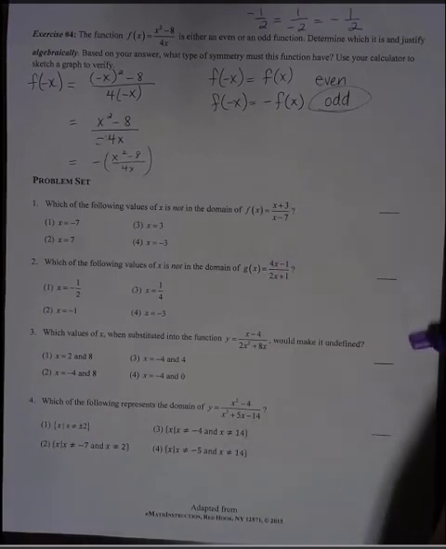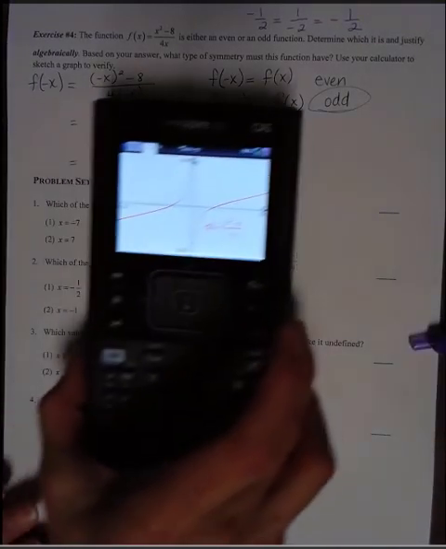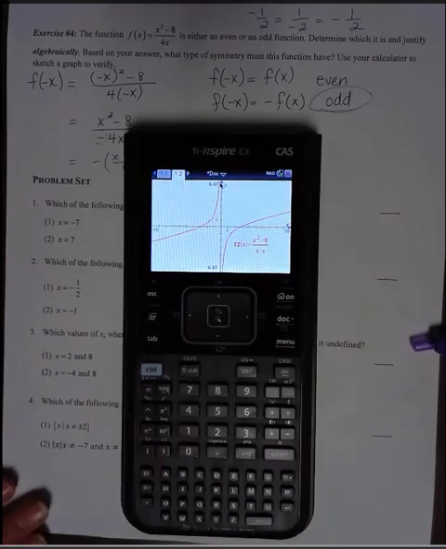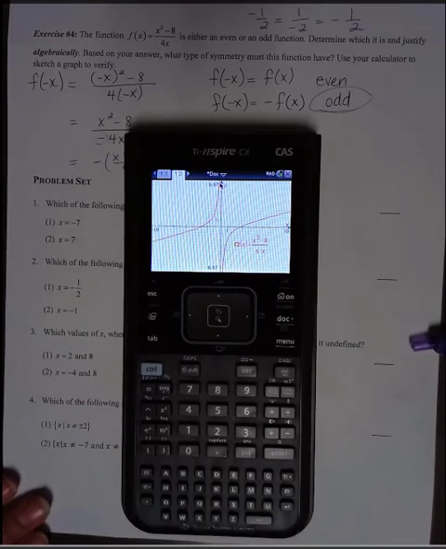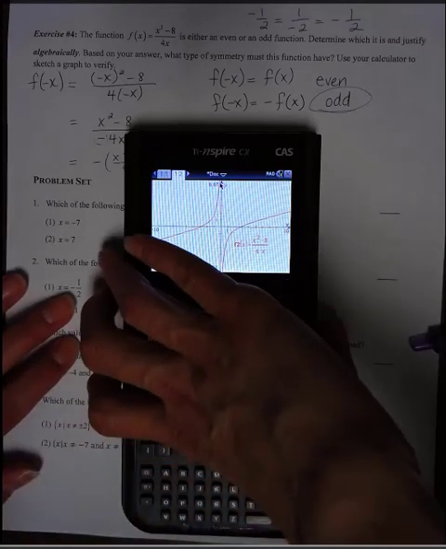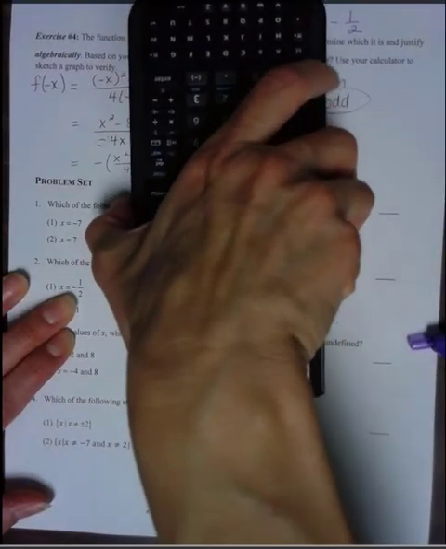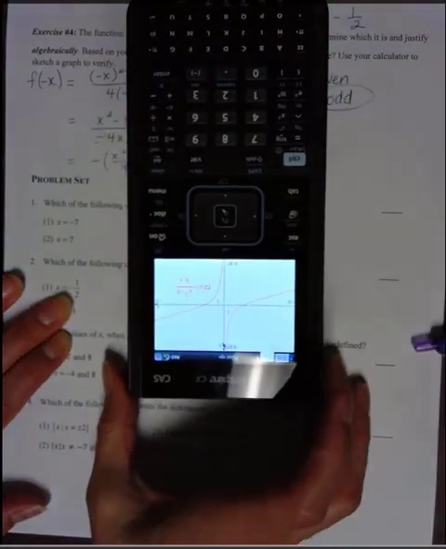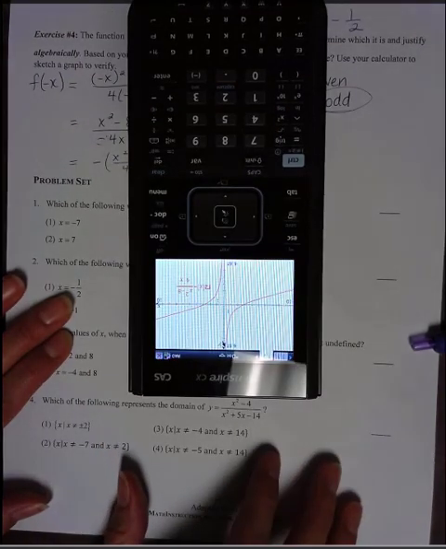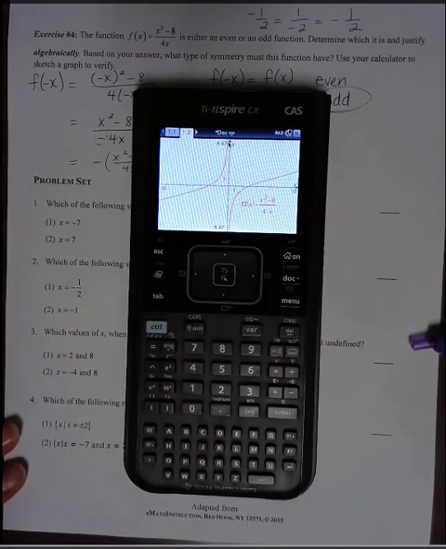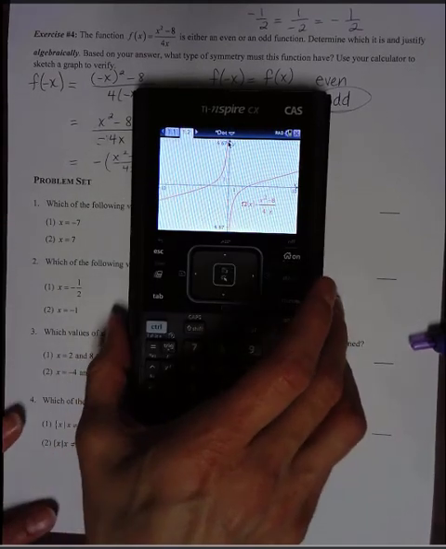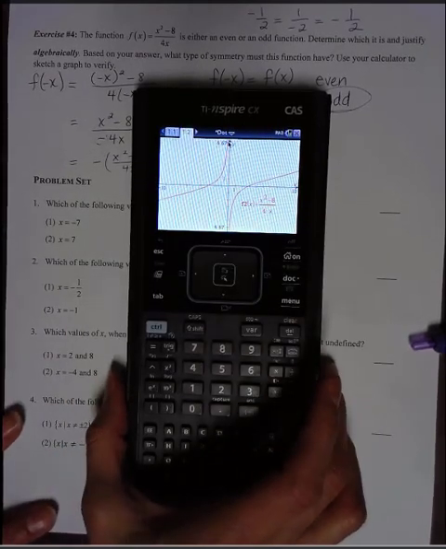And we'll go ahead and look at it graphically. Okay, here's the graph of this function. And remember, if it's an odd function, it's symmetrical with respect to the origin, meaning it's the same as a rotation of 180. So if I look at the graph upside down, does it look exactly the same? And it does. So we have confirmation of odd function.